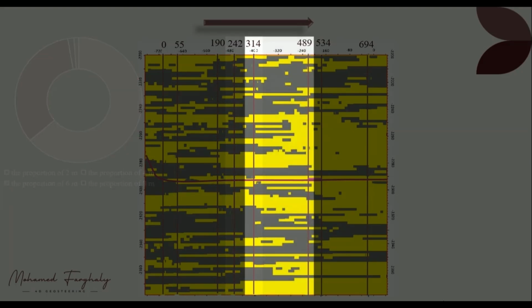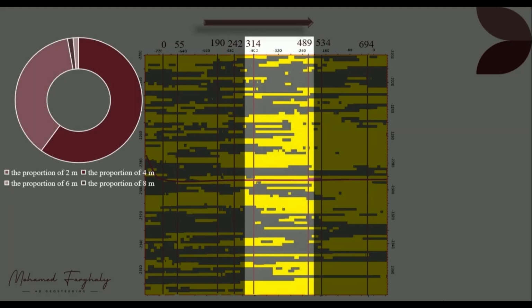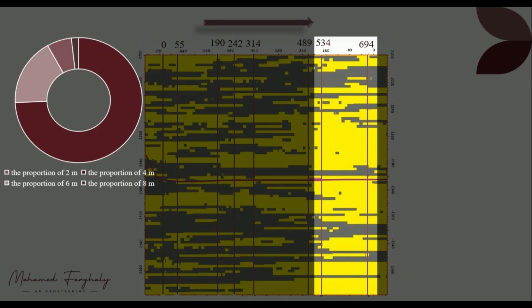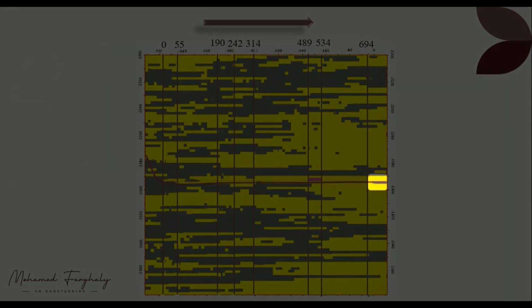For the range 314 to 489 meters, the predictions are primarily 2 meters and 4 meters. For 534 to 694 meters, they are 4 meters and 6 meters. Beyond 694 meters, the horizontal section essentially enters mudstone. Consequently, when the horizontal section is drilled within 489 to 534 meters, the lithology is mudstone.